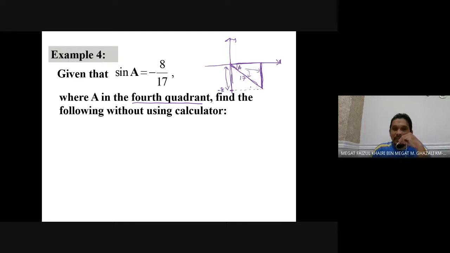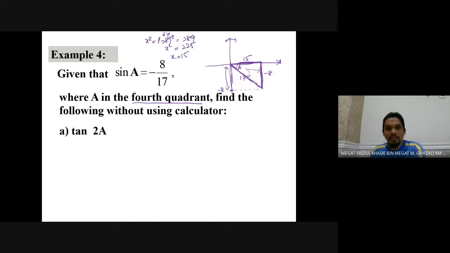So now, -8 for y, and the hypotenuse is 17. So what is the distance of this A on the x-axis? So then x square plus (-8) square equals 17 square, which is 289. Okay, (-8) square equals 64. Then x square equals 289 minus 64, which equals 225. Then x equals 15, sir. 15. Good. So then this distance is 15. This is -8, and the hypotenuse is 17.